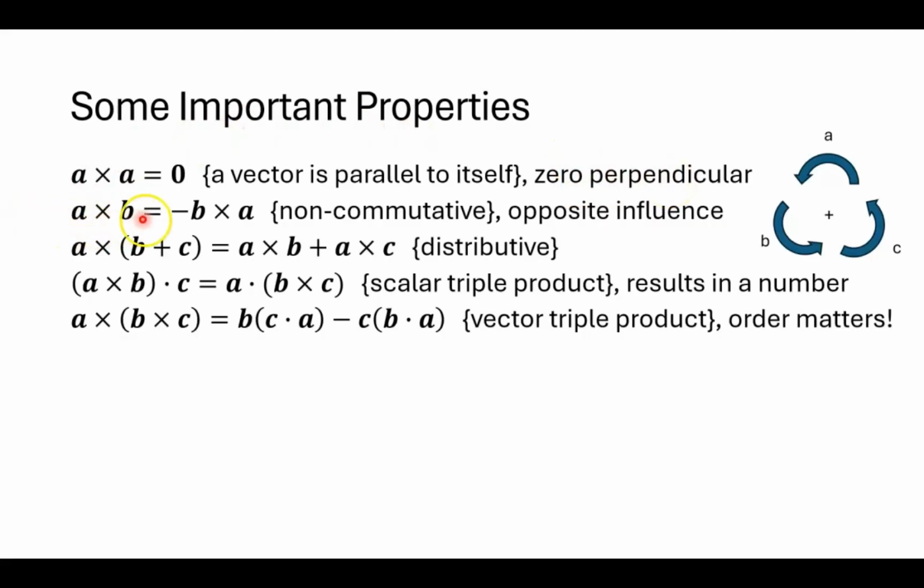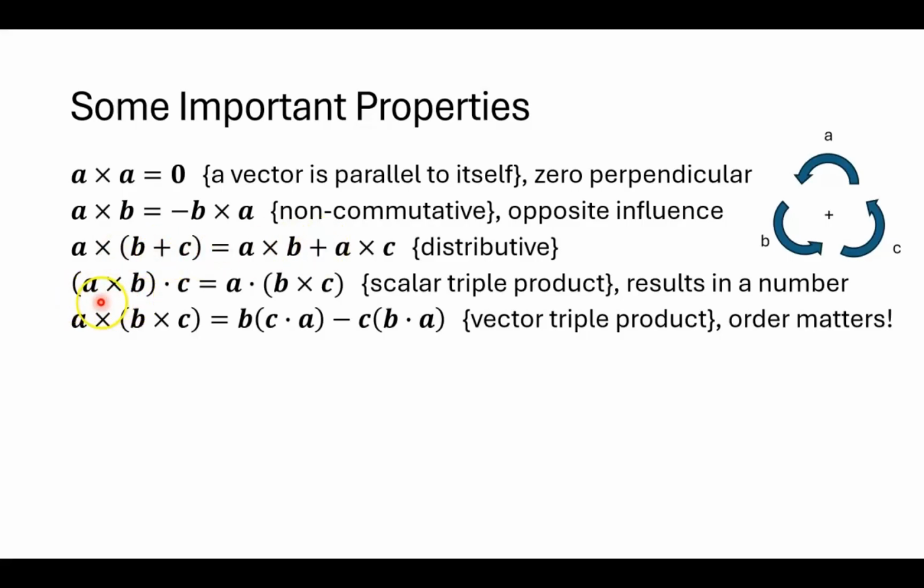And the second one is very strange. a cross b equals negative b cross a. This means the cross product is non-commutative. If you swap the order of your cross product, you have an opposite sign in front. This means it's in the other direction. You need to remember this is not the same as what you normally get. And the third one is the distributive property. It's similar to the dot product. This one you just expand the bracket, nothing too fancy here.